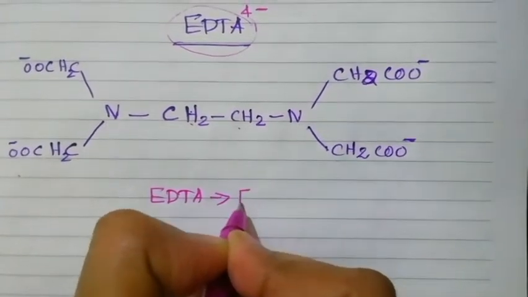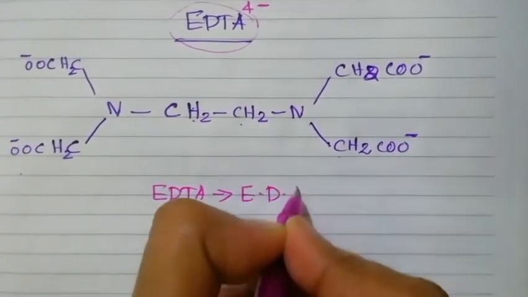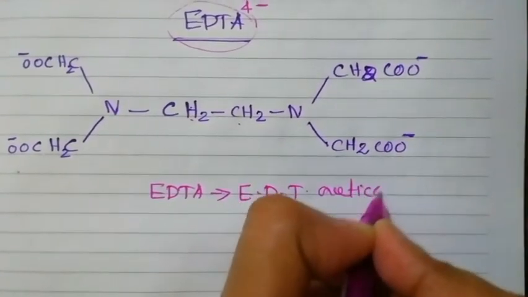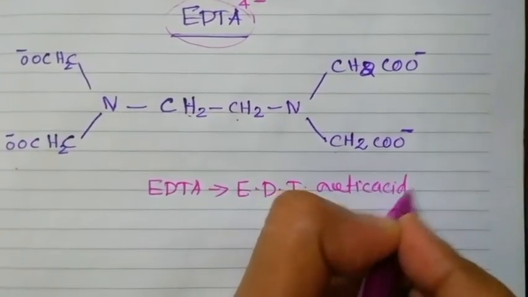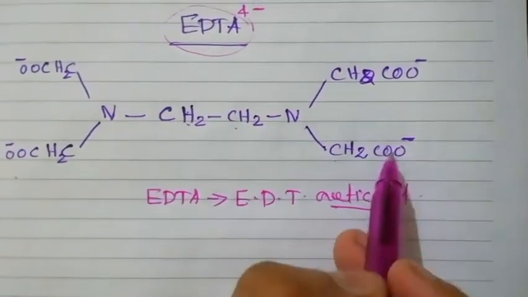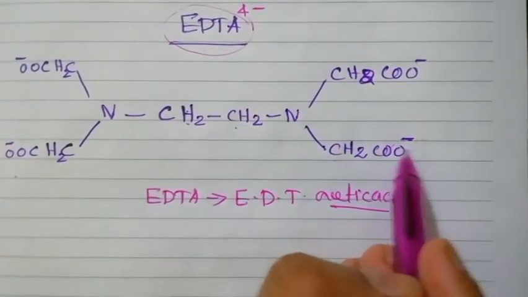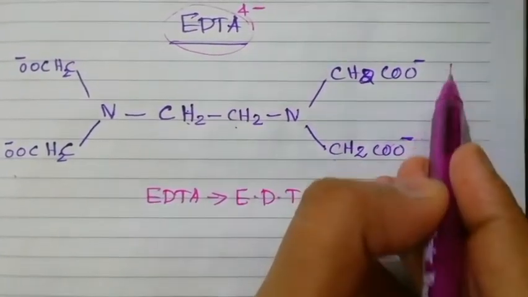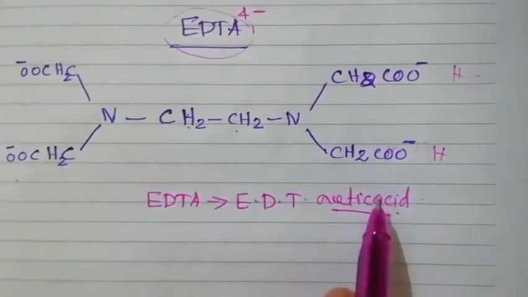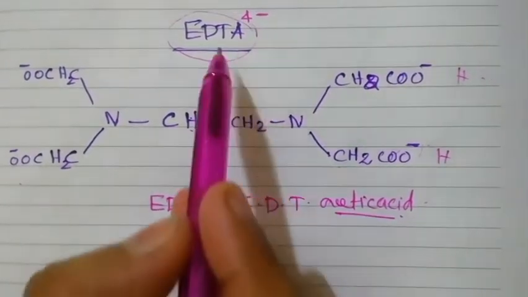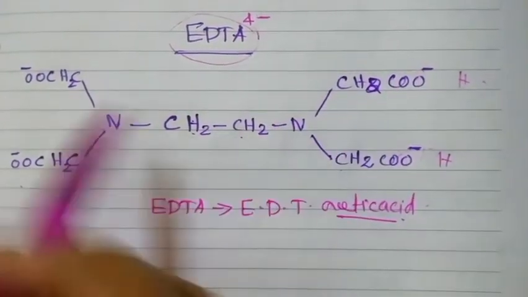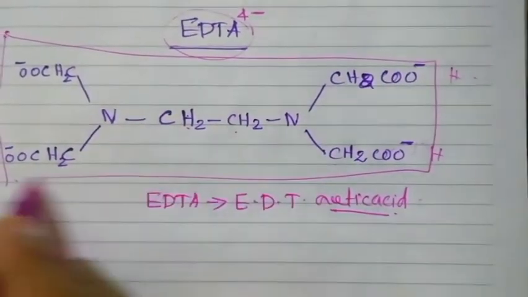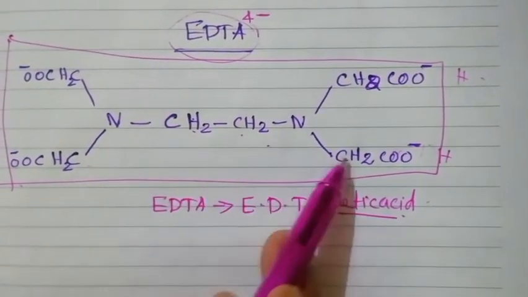We already said EDTA is a polydentate ligand. Why is EDTA a polydentate ligand? This was actually already discussed. EDTA means tetraacetic acid, and if charge comes along with this EDTA, it turns to EDTA 4 minus. If there is no charge, instead of this oxygen, hydrogen will be there, COOH instead of COO minus, that is acetic acid. So now we just focus on EDTA 4 minus.